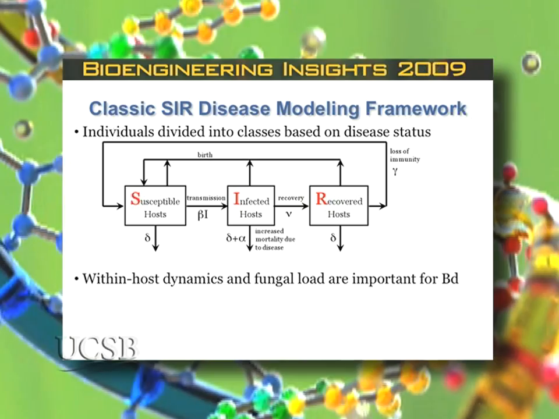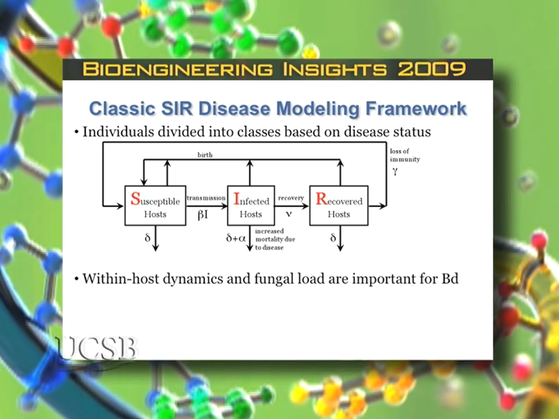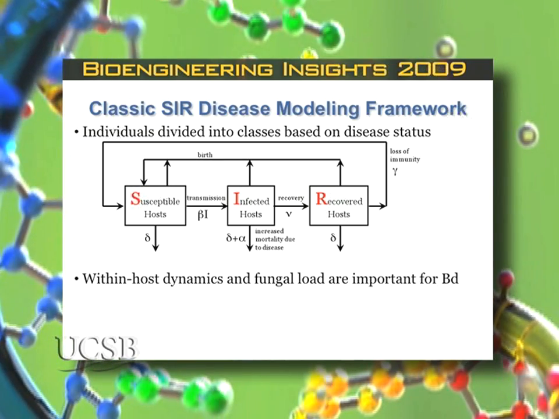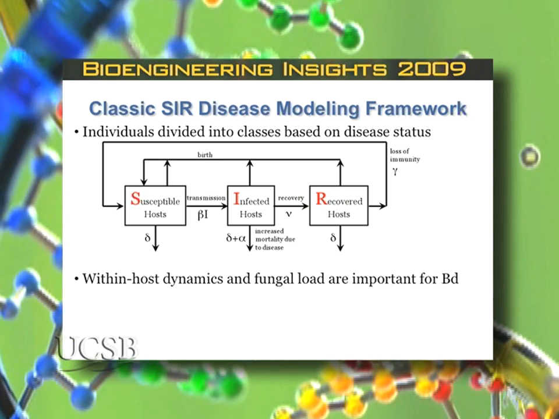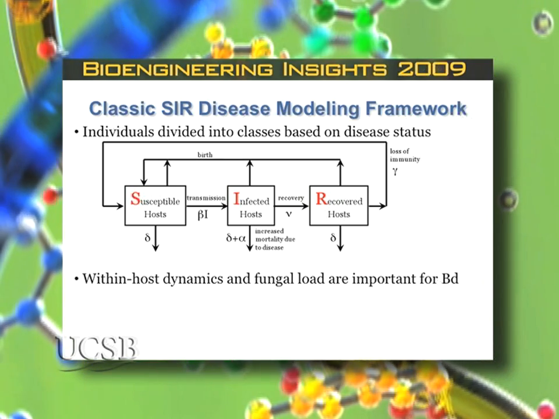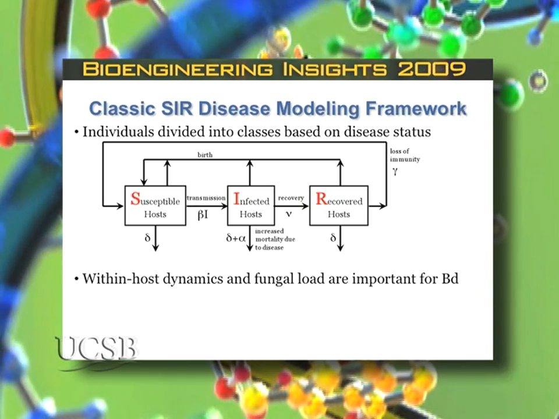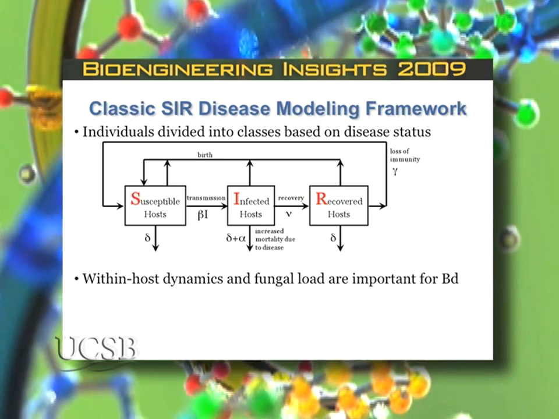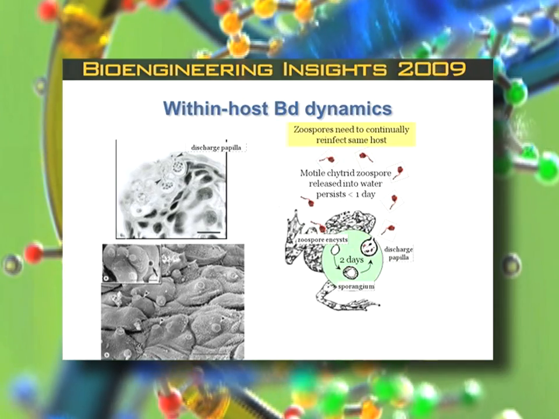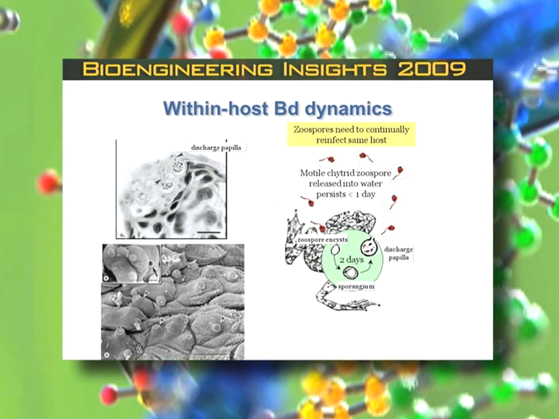There's actually quite a long history of using models to understand epidemics, to understand disease transmission and spread through populations. The classic approach is the SIR framework, where individuals are divided into classes based on disease status: susceptible, infected, recovered, and there are transitions between the classes that represent things like transmission, recovery, and so on. But this framework seems to do a really poor job of capturing what's going on in the BD system, because the within-host dynamics and the dynamics of the fungal load on individuals appear to be very important. In particular, for this pathogen, individuals don't just have to get infected once in order for the disease to progress.